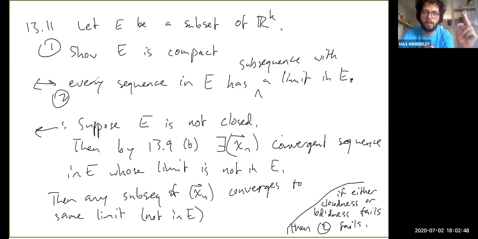There are two ways that a sequence can try to escape from the set. One of them is by going to infinity, and one of them is by approaching some kind of boundary point that happens not to be in the set that you're looking at. Compactness is basically the condition that makes sure that neither of those things can happen.